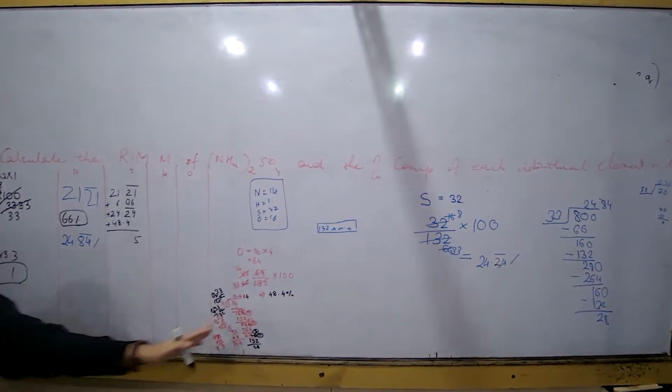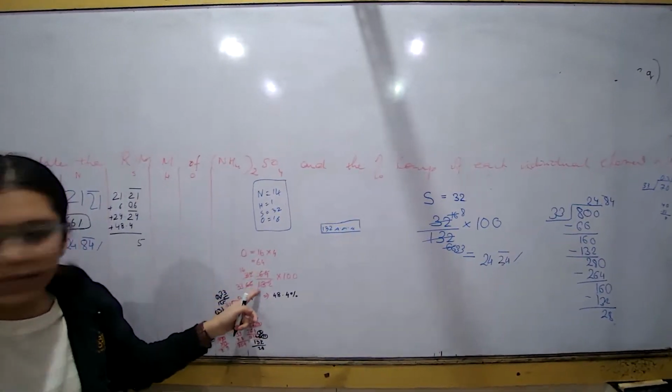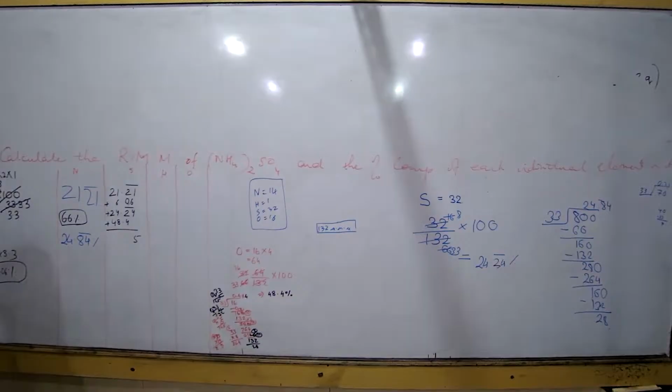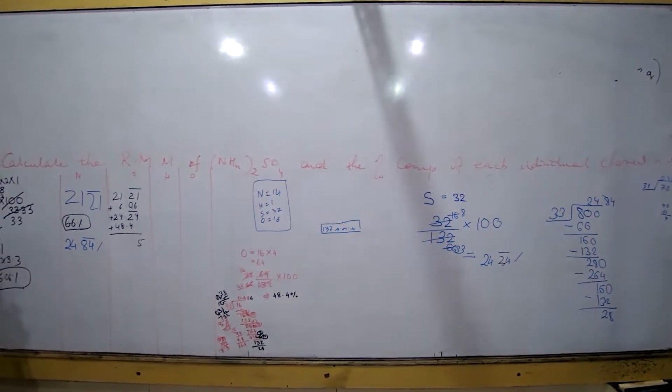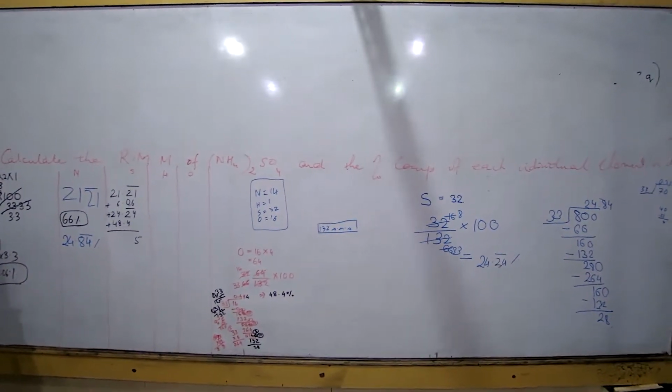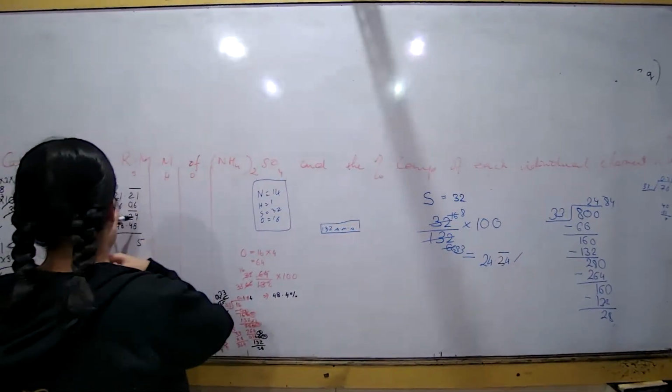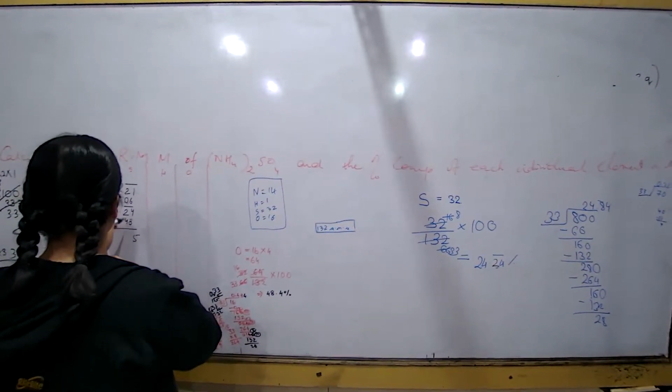Oxygen is what now? 64 divided by 132 multiplied by 100. It is 48.48. And now you add up.